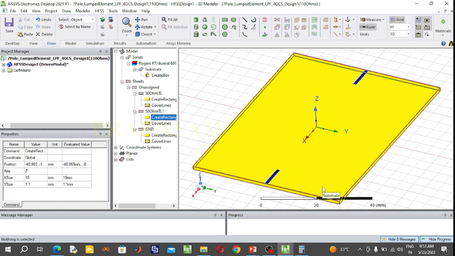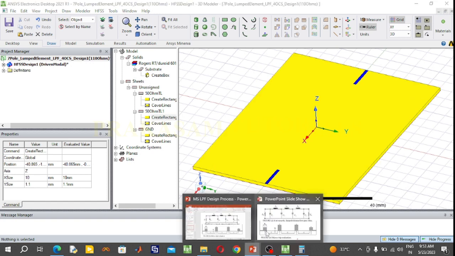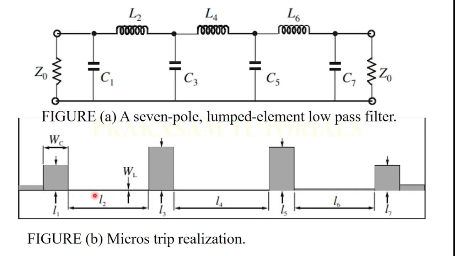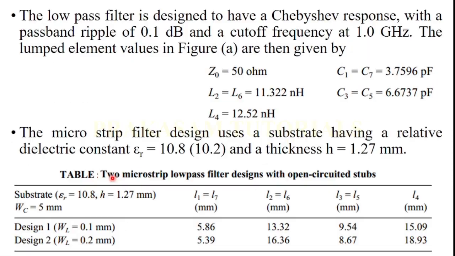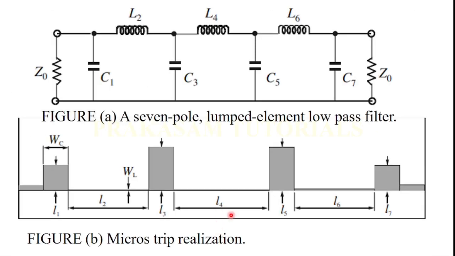And after that, design the open circuited stubs, this one, and this one. So these four are the open circuited stubs. The length of the open circuited stub: WC is 5 mm, and L1 is 5.86.